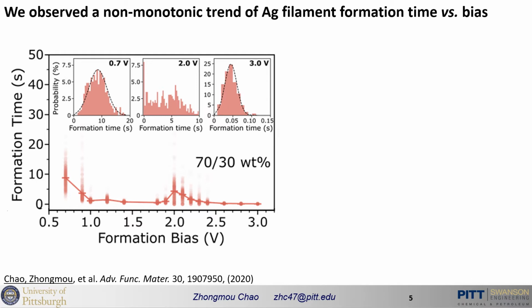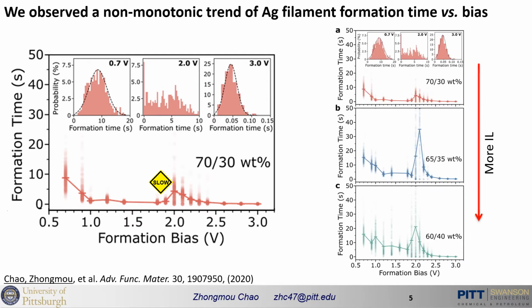Well, as it turns out, interestingly, we observe a non-monotonic trend of formation time versus bias. To be more specific, we find formation time starts to increase when bias is approaching 2.0 volts before it decreases again, forming a peak of formation time at 2.0 volts. In fact, for all three systems ranging from 30 to 48% of ionic liquid, we observed a similar peak at around 2.0 volts, and it seems the peak intensity increases with ionic liquid composition.